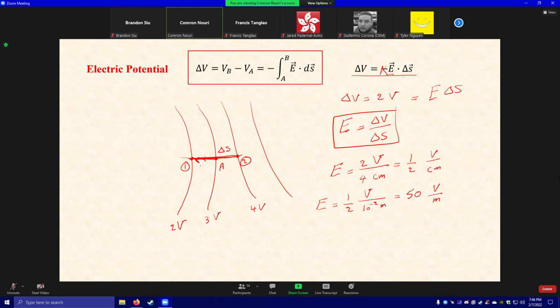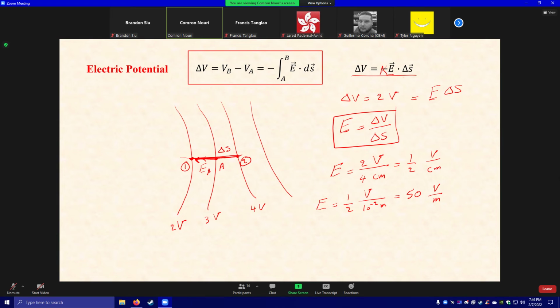So the electric field intensity here at point A becomes 50 volts per meter, and in that direction, that is tangent to the field line or perpendicular to the equipotential line. Does it make sense?